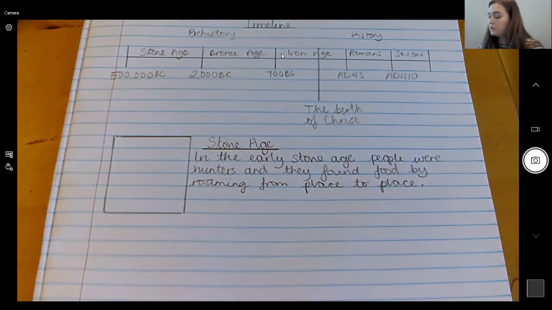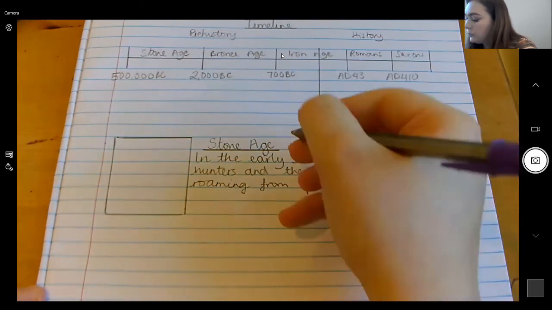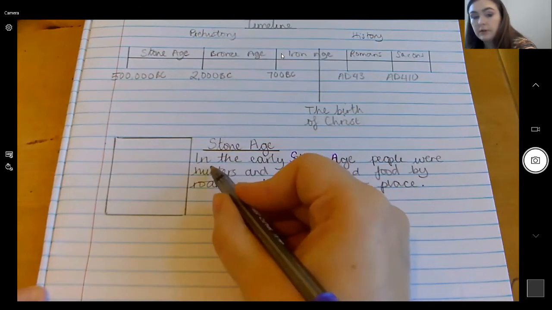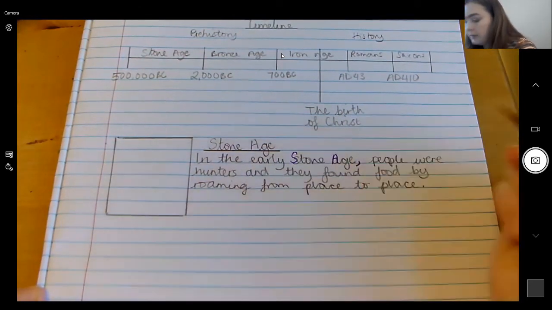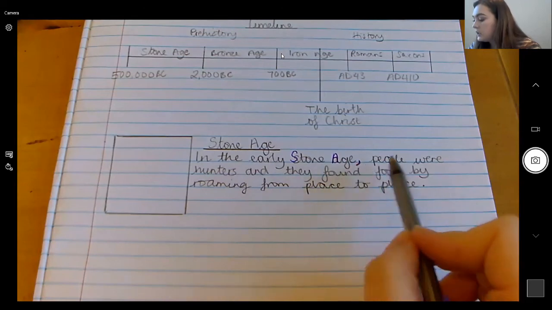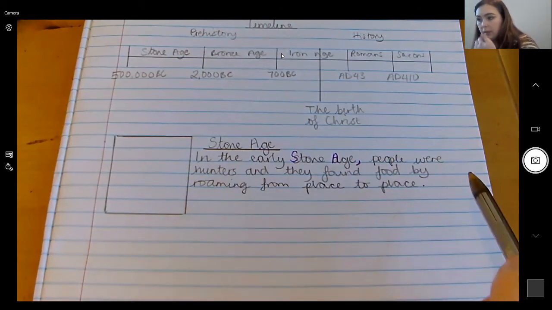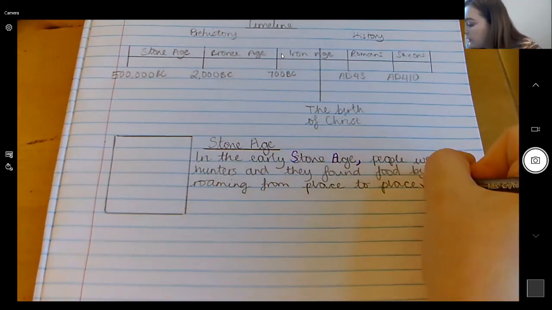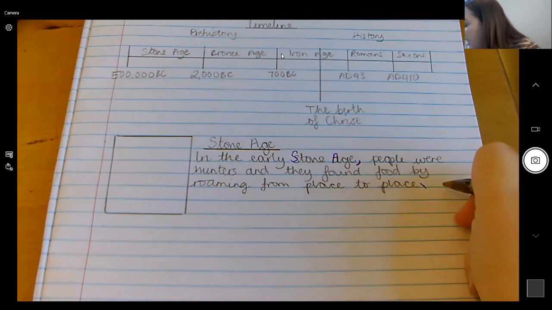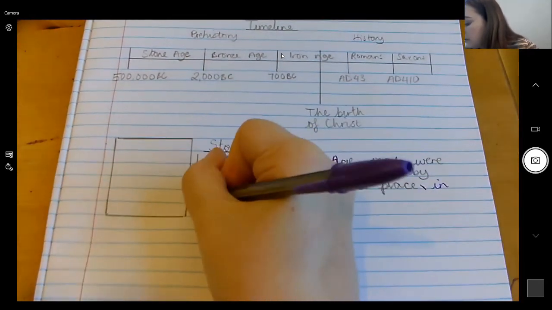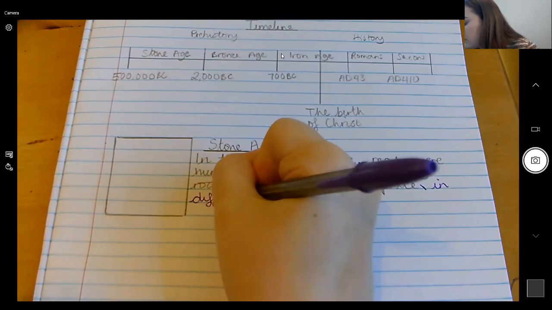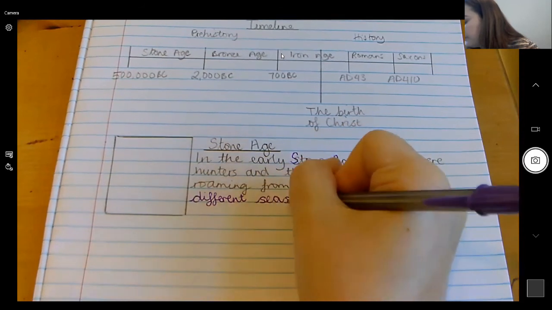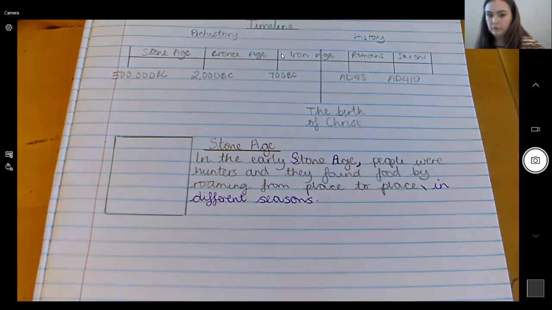Let's check with our purple polishing pen. So in the early Stone Age, oh, we need a capital S and a capital A. And because this is a fronted adverbial, we need to make sure we've got a comma in after it. So in the early Stone Age, people were hunters and they found food by roaming from place to place. Oh, I've put a full stop, but I haven't finished my sentence. So roaming from place to place in different seasons. There we go. Now I can put my full stop in.